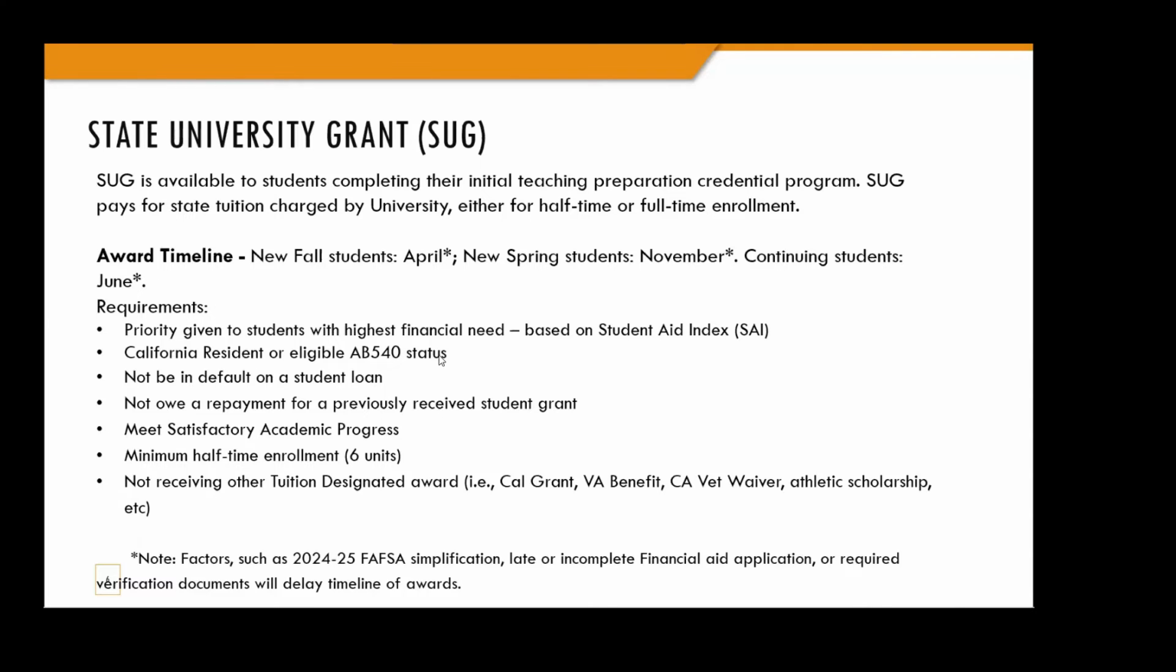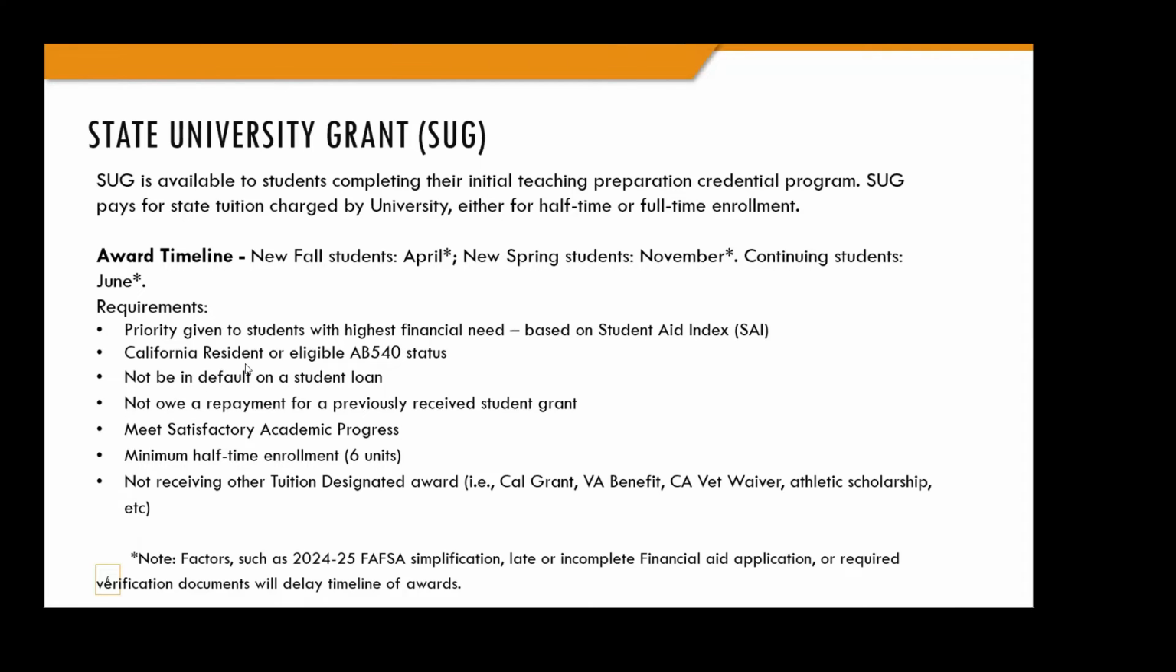What are the requirements? Just very quickly, the requirements to receive this grant. Priority is given to students with the highest financial need. It's going to be based on the Student Aid Index, or SAI. This is one of the changes to the application. Before, the information that we got from the application to determine your eligibility was the expected family contribution. Now it's called the Student Aid Index.